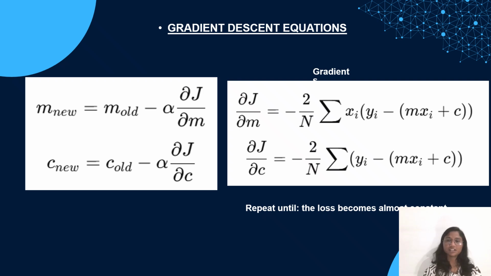These are the gradient descent equations. m_new = m_old - alpha * derivative of J with respect to m, and c_new = c_old - alpha * derivative of J with respect to c. Here we find the new values of m and c by using the old slope and y-intercept. Then we find the gradient, that is the partial derivative of J with respect to m and the partial derivative of J with respect to c. This process repeats until the loss becomes almost minimum.